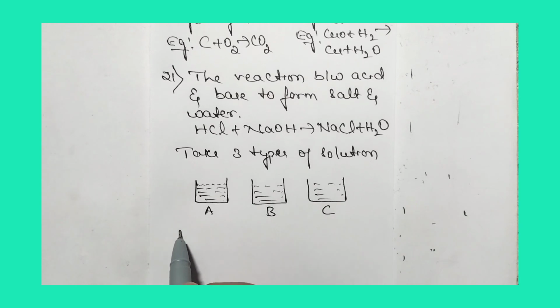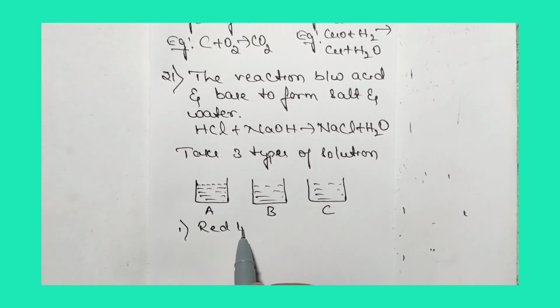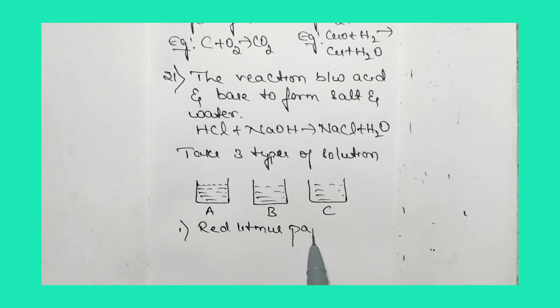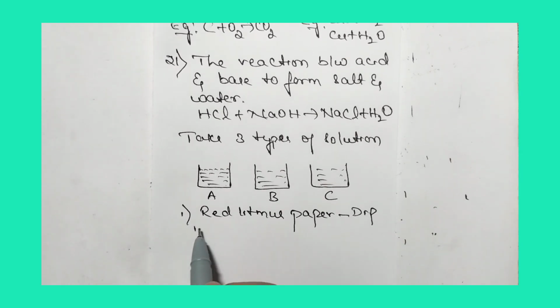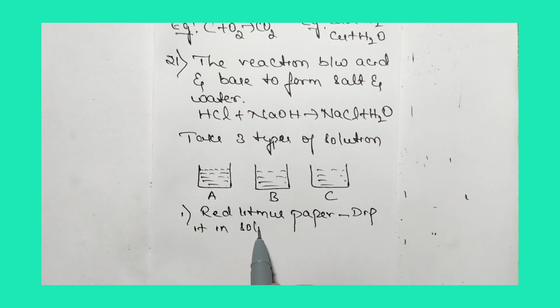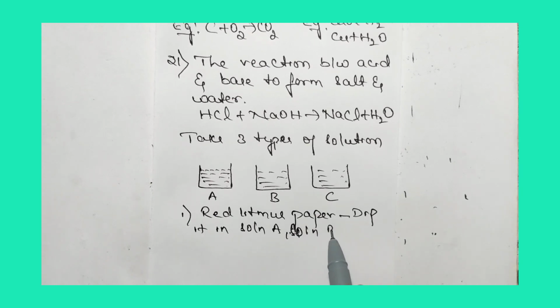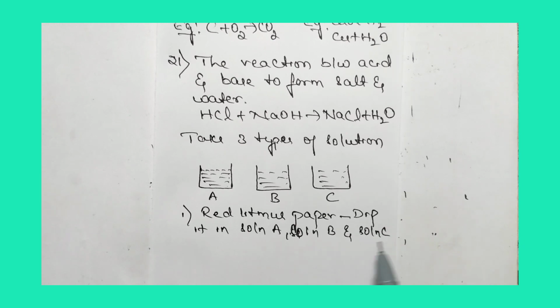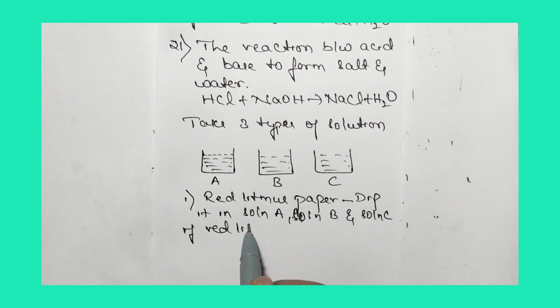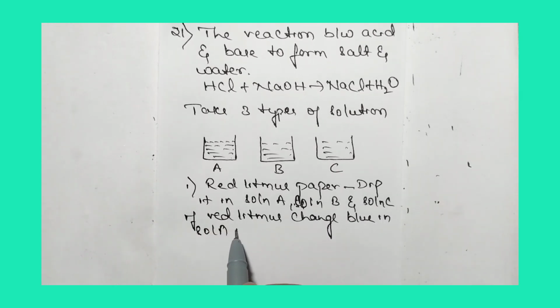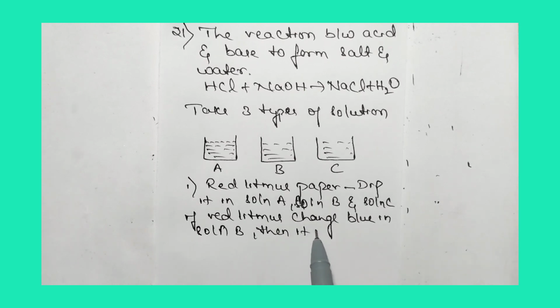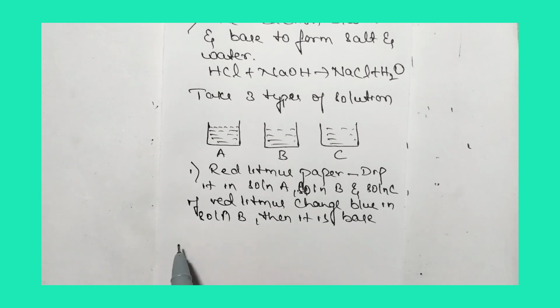Now I will take a red litmus paper and dip it in solution A, solution B and solution C. If red litmus changes to blue in solution B, then it is a base.